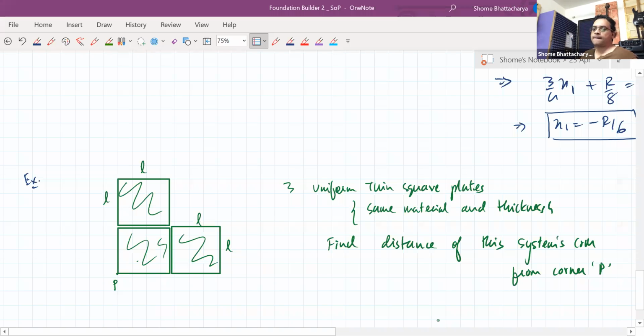So just try this out now. Sir, between them, is there any gap or not? There's no gap. Like that's just how I'm showing. They're in contact. Okay. Okay, sir. So we could have actually made the diagram like this also.